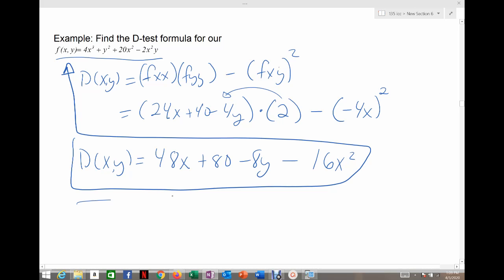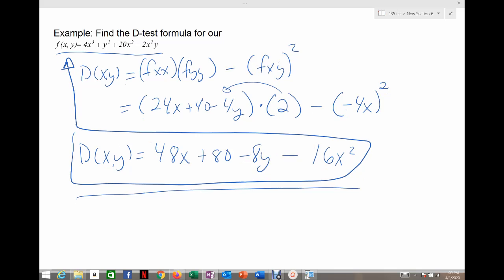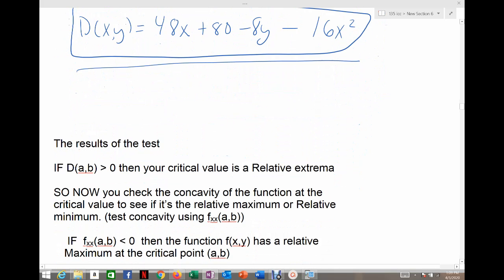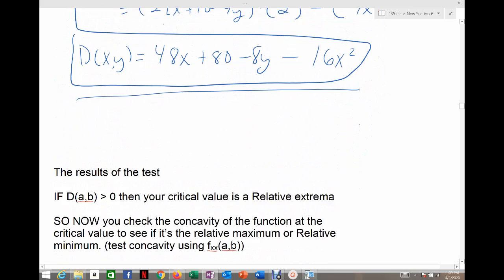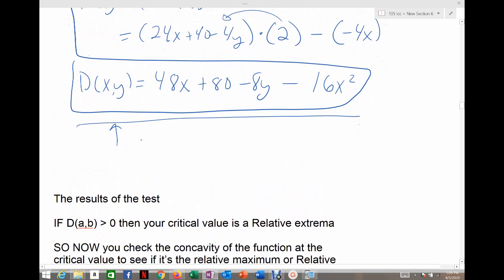Alright, so I'm going to hold on to this, and I will come back to it. This is just an example of showing you it's a formula. When I find my D formula, it's a formula. So what you do is, you plug your critical values in. I'd take this formula, and we're going to eventually do this. You'd plug in your critical values. When you do, the results are then read the following way.